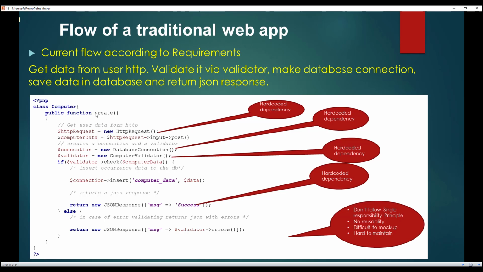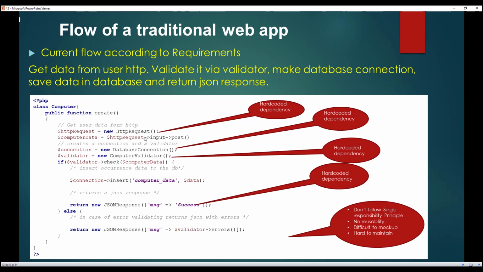So here is a very simple Computer class and its create method. In this create method, at the first line I introduce a dependency, HTTP request, which is a hard-coded dependency. Now what is a hard-coded dependency? Here HTTP request is a hard-coded dependency because I cannot change this dependency in my flow of code. I always get this hard-coded dependency. I cannot change it with any process. So here is a hard-coded dependency.